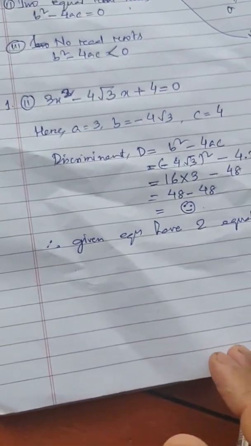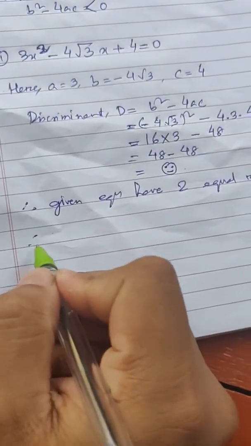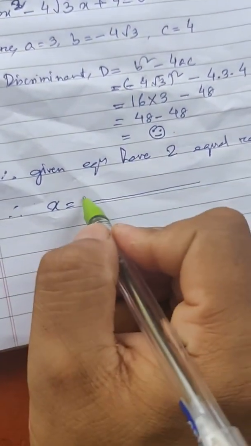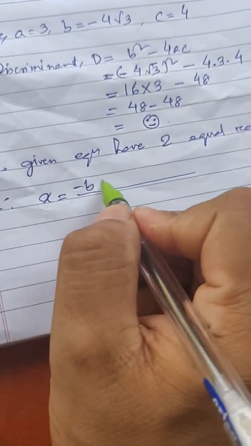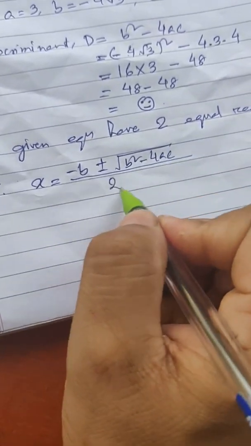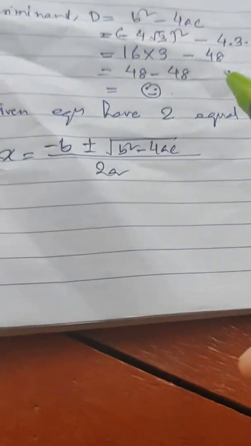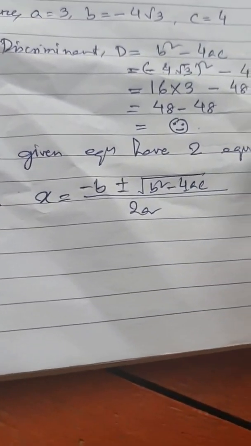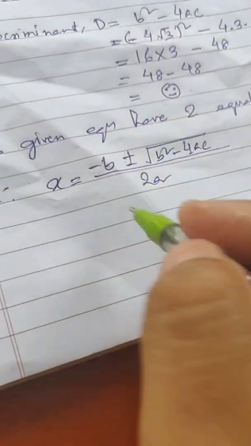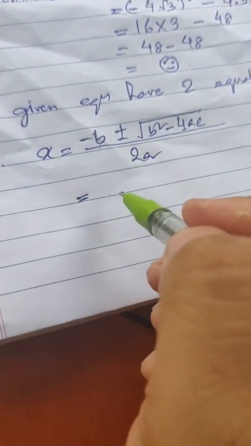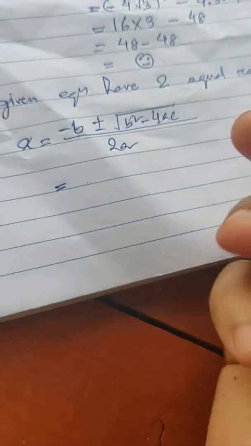Now what will I do? Now I'll put that formula, the quadratic formula. Therefore x equal to minus b plus minus root b square minus 4ac by 2a. Look, here I have written this just for your understanding. Actually, I don't need to write this. I can directly write the discriminant D. But okay, since this is the first time I'm writing here, I can put this value now also, or I'll first finish this case.